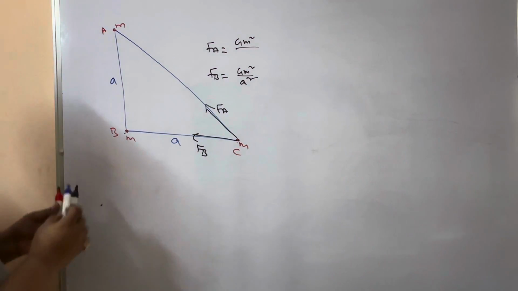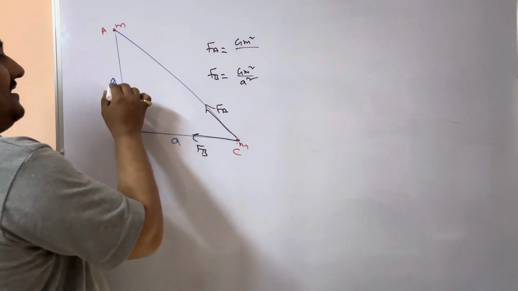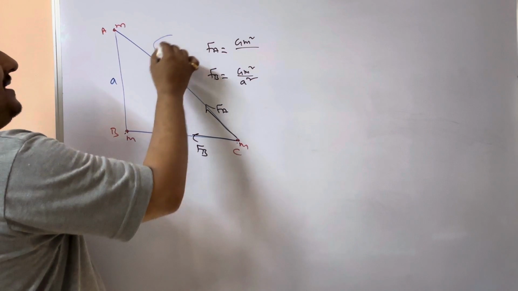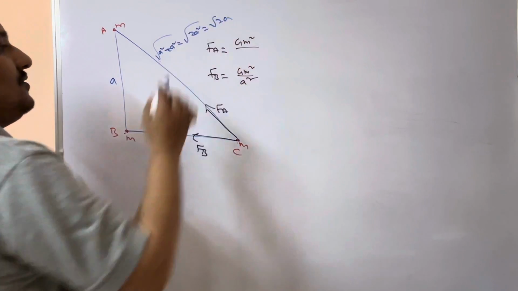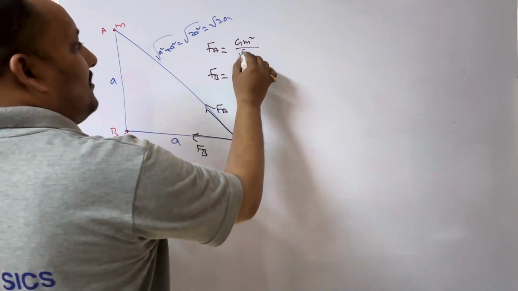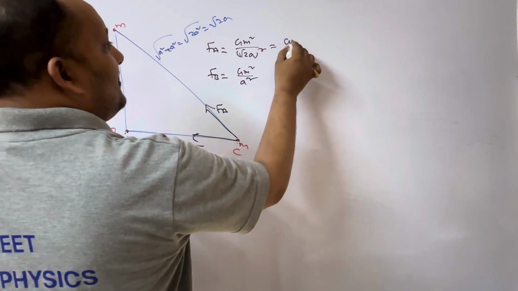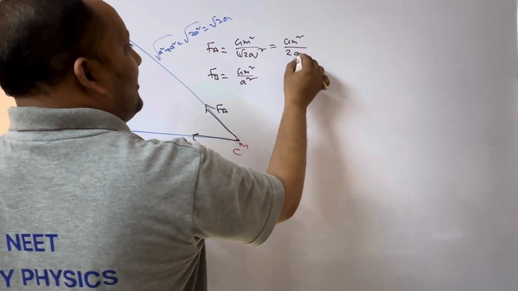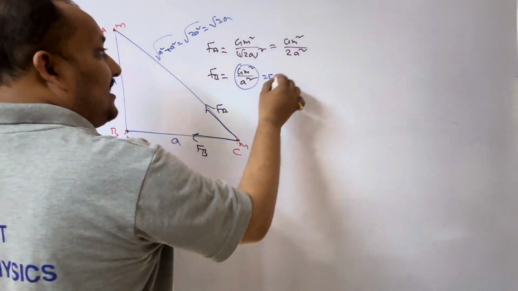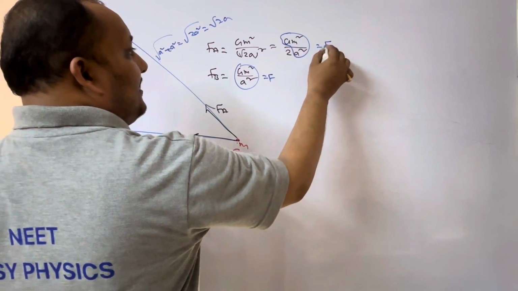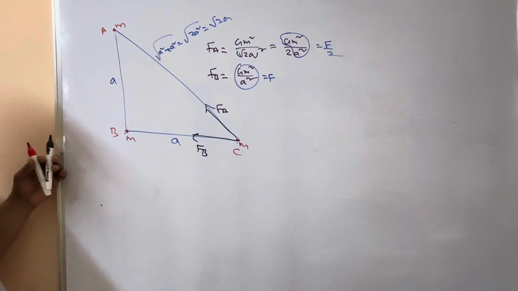AC they didn't give, but this is an isosceles triangle. This side is A, so AC is going to be root of A square plus A square, which is 2A square, so root 2 A. Therefore, root 2 A whole square. So G m square by 2A square. G m square by A square you can call F. Then one is F, and another one is F by 2.